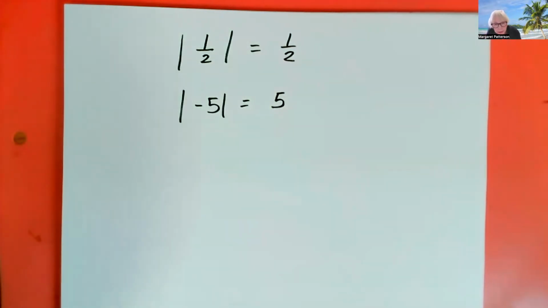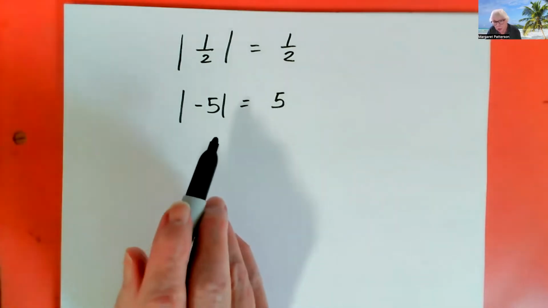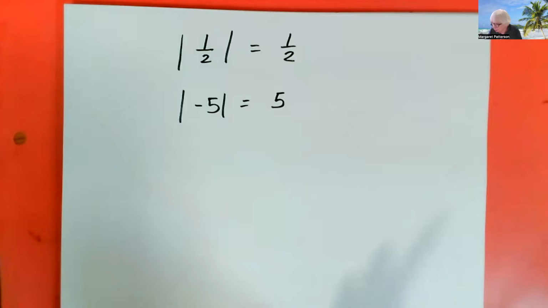Now, the only reason they bother with absolute value is because they explain adding and subtracting positive and negative numbers using the concept of absolute value. So it's really not a big deal. It's just ignore the sign and take the number.